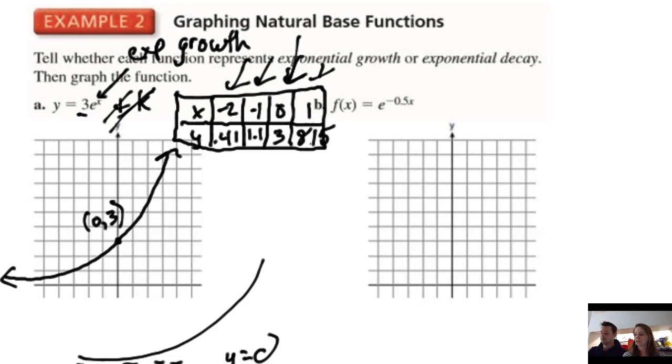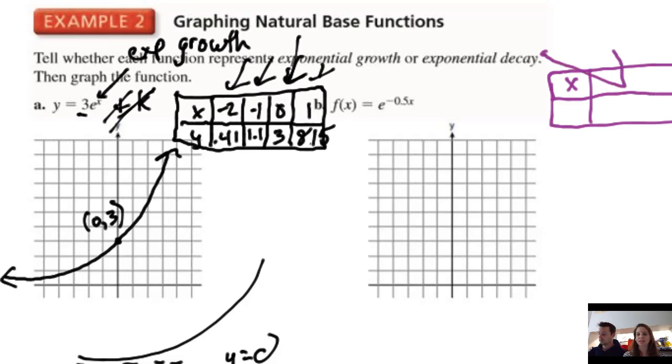Looking at B, pick a different color to do B in. This is an example of exponential decay. The chart is off the screen, so just give the first few values. It's decay because the exponent is negative.